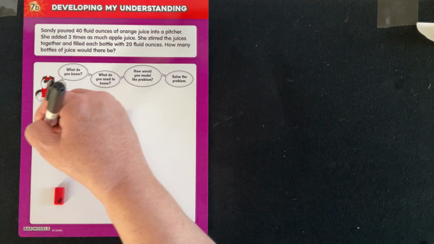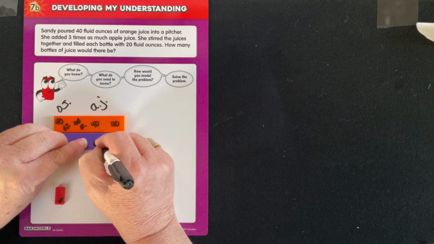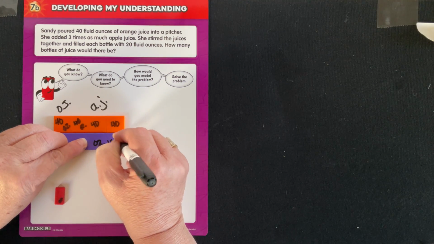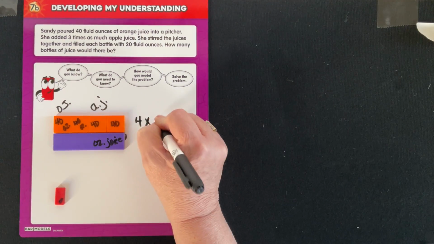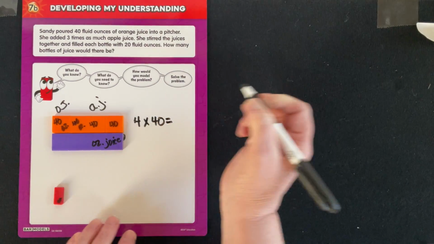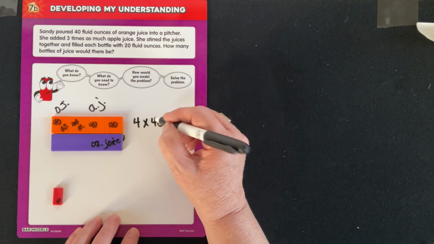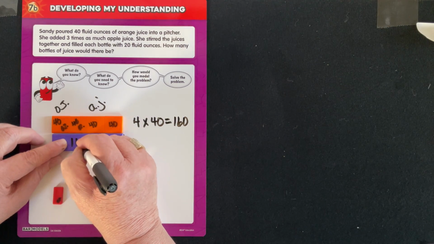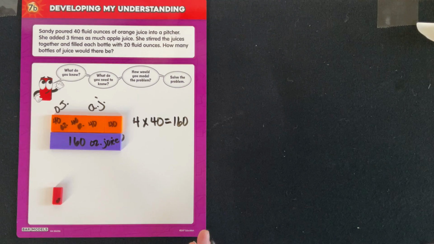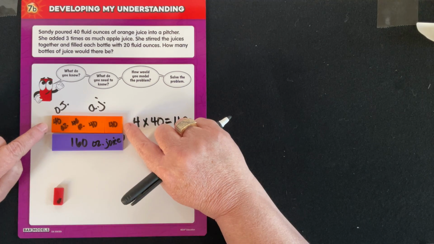So what do we have here? How would we find the total amount or ounces of juice? So I'm going to write here, ounces of juice. Okay, we would have 4 equal groups of 40, which hopefully your kids will know that strategy of multiplying by tens. So 4 times 4 is 16, and 10 times as much is 160. So we have 160 ounces of juice. And that juice, the total ounces of juice, was made up from the orange juice and the apple juice.